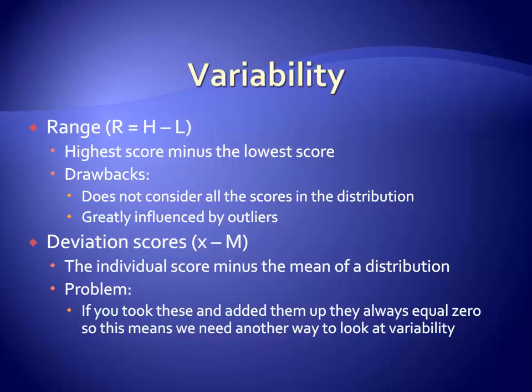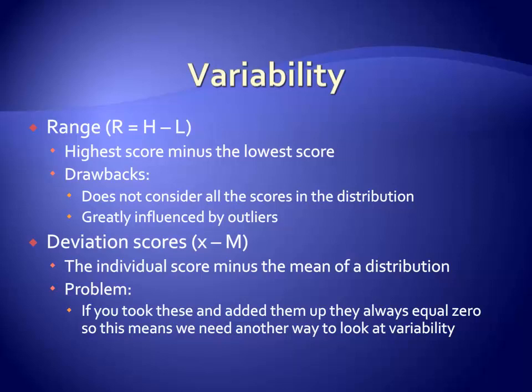The most efficient way to get a sense of the spread of scores in a distribution is to compute the range. The range is essentially the lowest score subtracted from the highest score in the distribution. However, one of the problems with using this estimate is that it is heavily influenced by outliers, and it doesn't really take into account which other scores are in the distribution.